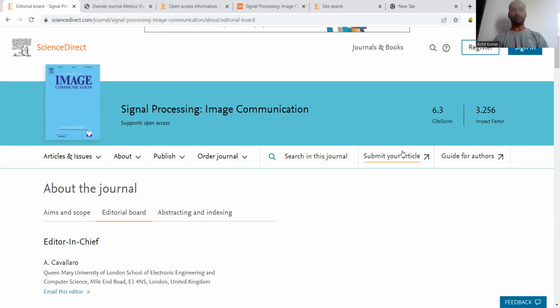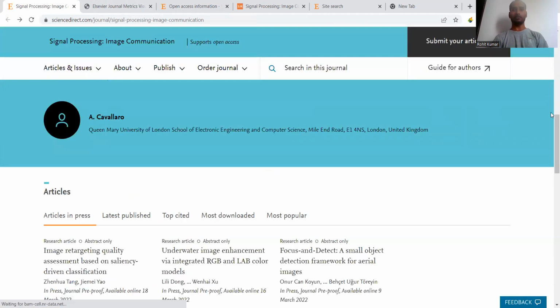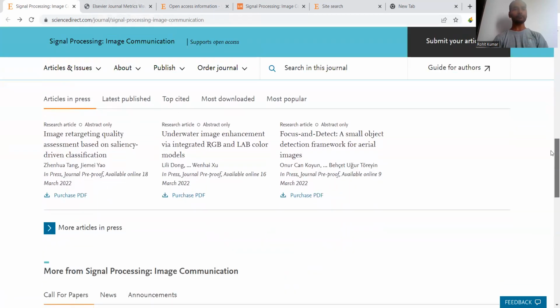So I think we have covered most of the things here. And top authorship, readership, we have already seen. Coming down to the articles in press. Just by seeing the articles in press, you can see that these are the latest accepted issues going to be published soon. But looking at the latest published or the articles in press, you can have a basic idea of what topics the journal is focusing on currently.